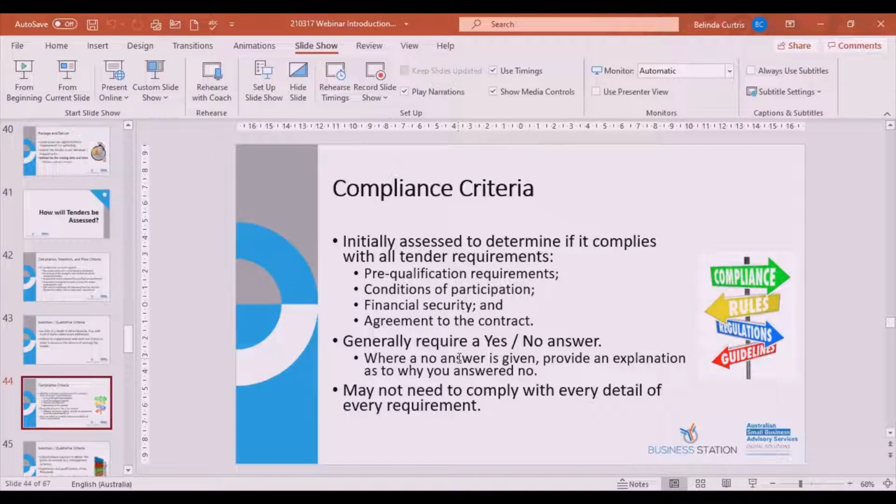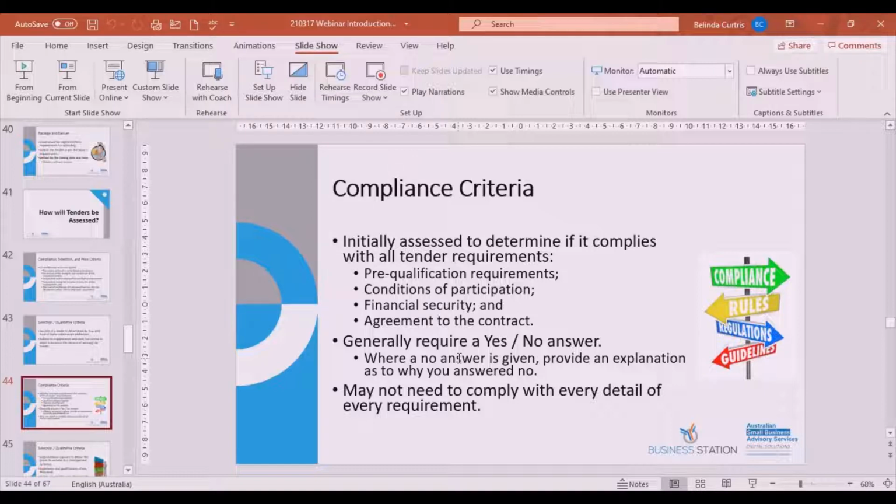I mean, they don't want to put you on a 3-year contract and find that you go broke halfway through it and can't fulfill the contract. So these questions generally require a yes or no answer. Where a no answer is given, provide an explanation. You may not need to comply with every detail of every requirement, but pre-qualification do.